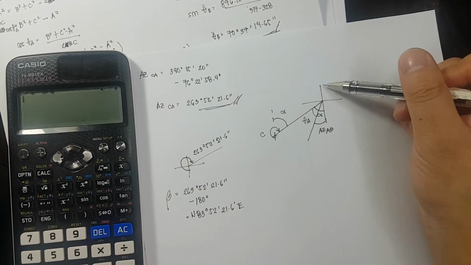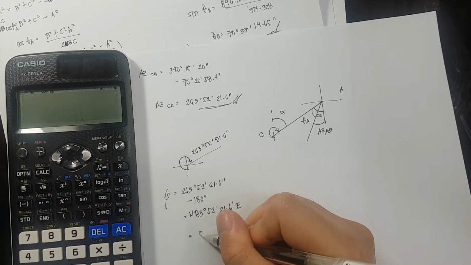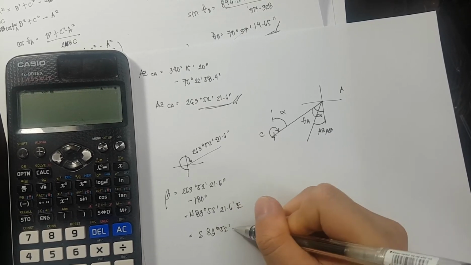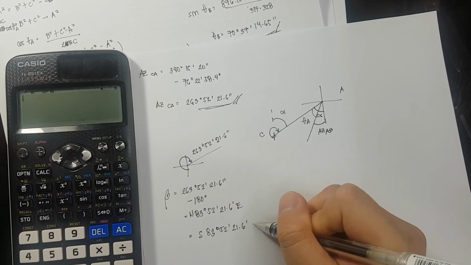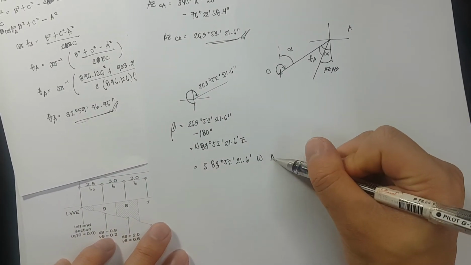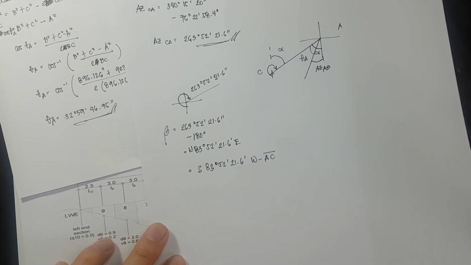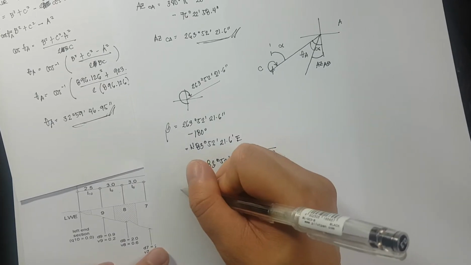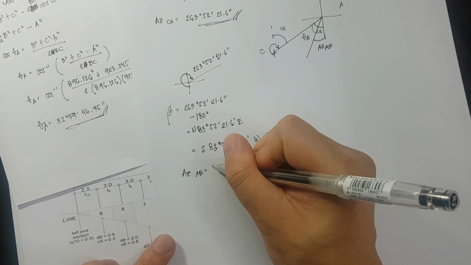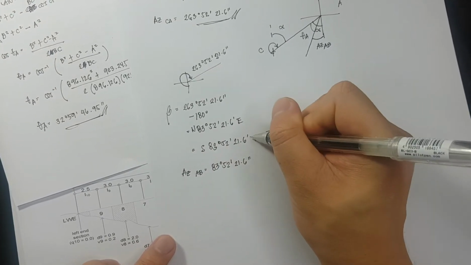Now, if we are coming from A, that is equivalent to south going west. So, south, 83 degrees, 52 minutes, 21.6 seconds west. Okay? That is the bearing of line AC. So, from there, makukuha na natin yung azimuth AB. So, azimuth AB is equivalent to 83 degrees, 52 minutes, 21.6 seconds.